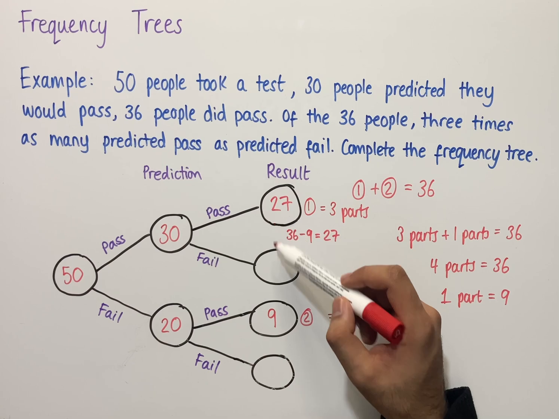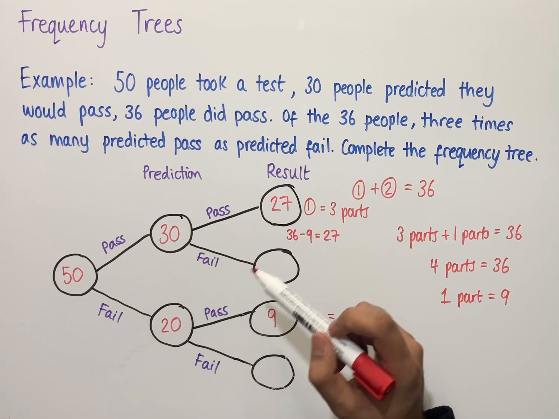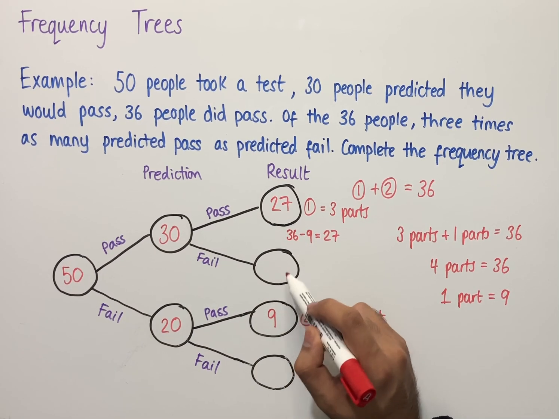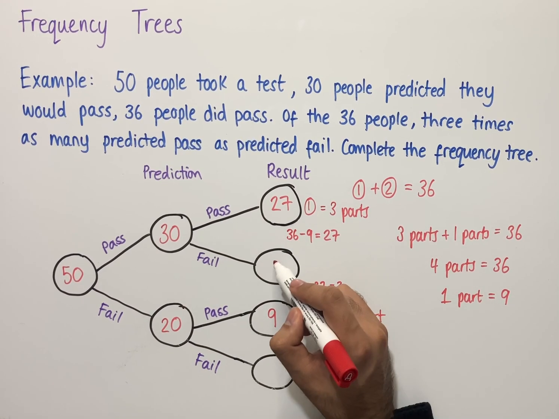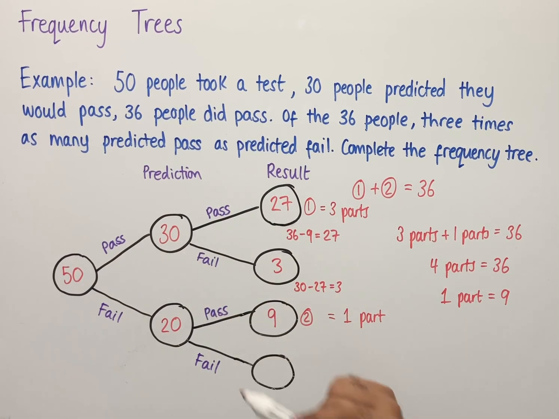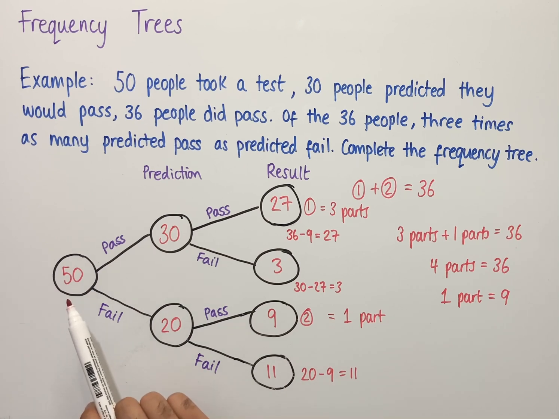And so finally, to fill in the rest of the circles, we know that the 2 branches that come out from this circle must add up to make 30. And so to work out this circle, we would have 30 minus 27, which equals 3. And so 3 would go inside here. 3 plus 27 is 30. And then finally, the number that goes inside this circle, the calculation would be 20 minus 9, which is 11. And so 11 plus 9 gives us 20. Therefore, we've completed the frequency tree for this question. So the key thing with frequency trees is to first understand the wording of the question and then work your way through the frequency tree based on the information that we're given in the question.